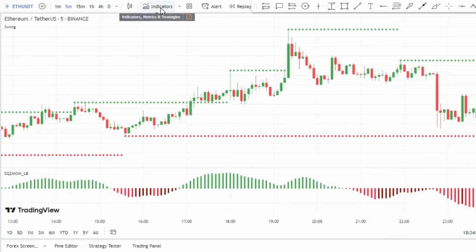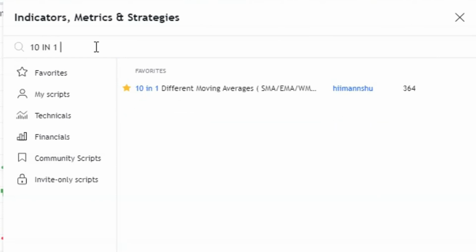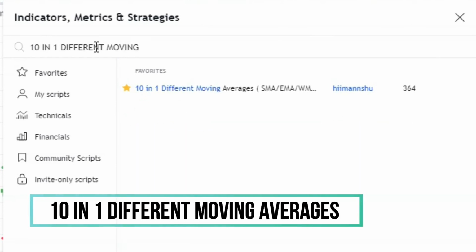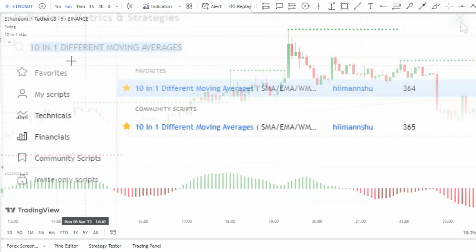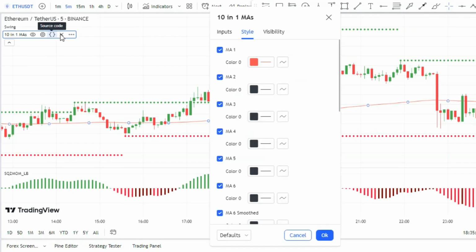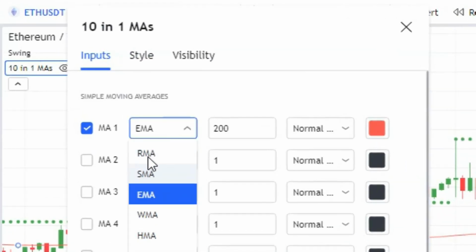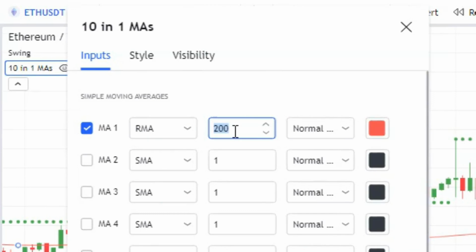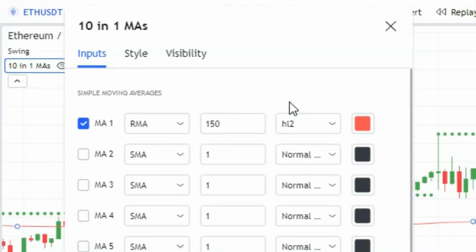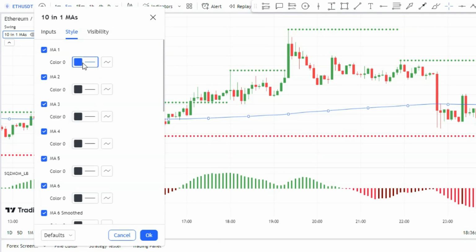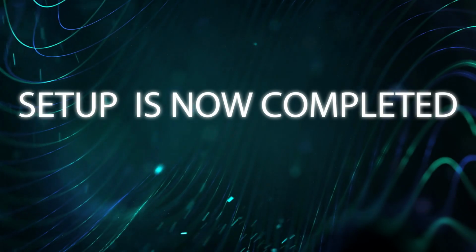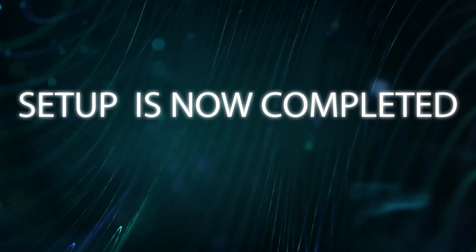To fully confirm the signals generated by this trading strategy, we can use the moving averages indicator. This indicator can be easily added to the chart from the indicator section. To customize this indicator, we need to access its settings and in the inputs tab, set the type of the moving average to RMA. After that, we need to change the period to 150 and set this option to HL2. To make the indicator more visually appealing, we can also customize its colors and thickness according to our preferences. Now we have created a precise trading setup to minimize the potential losses from past trades.